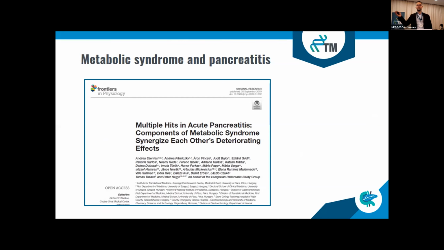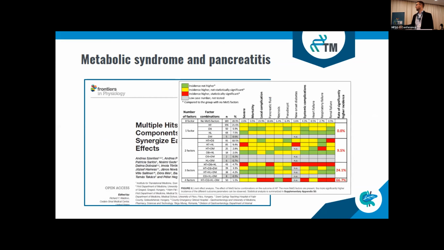I would like to show this study of the Hungarian study group, which provides evidence on the multiple hits in acute pancreatitis. So there is not only one disease which causes the worst prognosis in acute pancreatitis, but if we look at this figure here, it was shown that the presence of multiple diseases can be a very good prognostic factor for a worse disease. And this is again what I'm talking about, that in this equation, for example, the liver is completely missing.